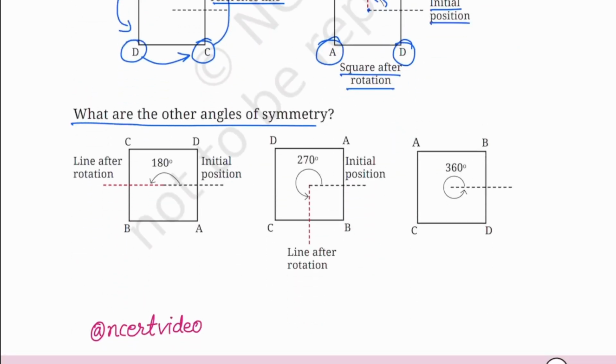What are the other angles of symmetry? 180 degree, 270 degree, 360 degree. You can see initial position and line after rotation by 180 degree, line after rotation by 270 degree and line after rotation by 360 degree.